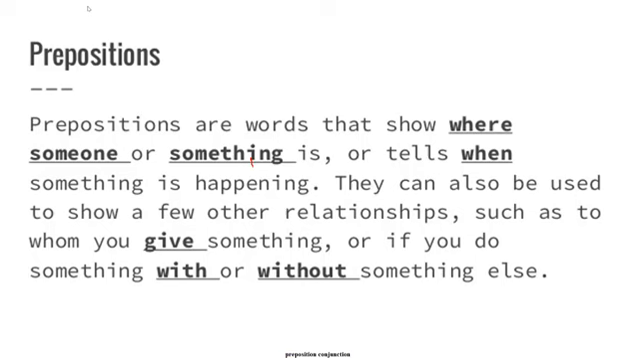Prepositions. Prepositions are words that show you where someone or something is, or tell when something is happening. That means where gives you the place of the object and when tells you the time. So prepositions are used when you are talking about the place and the time of a particular incident. They can also be used to show a few other relationships, such as to whom you give something, or if you do something with or without something else. Fine.